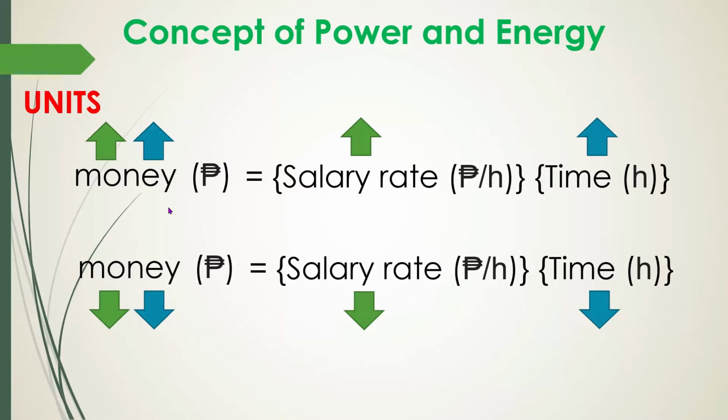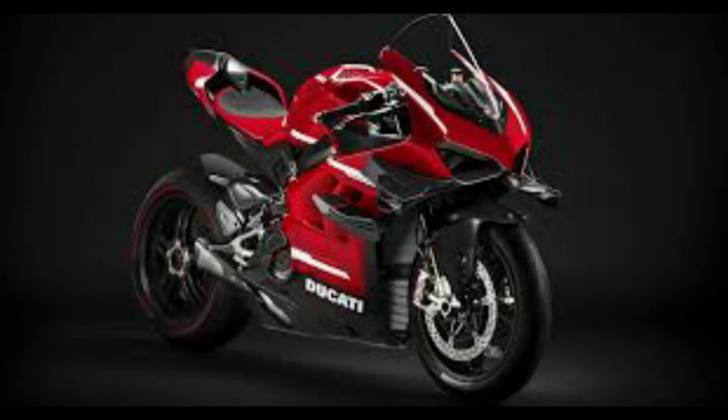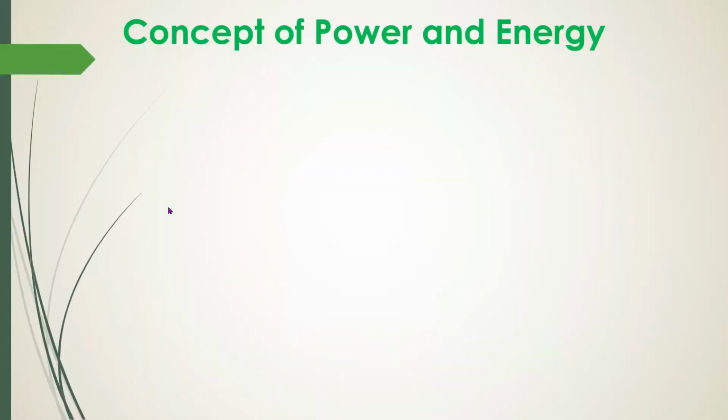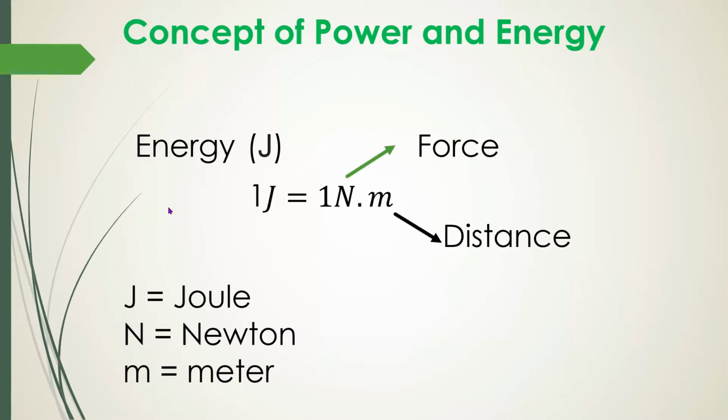Okay, enough for the analogy, and let's move to how to calculate power. Energy has a unit of joule, and 1 joule is equivalent to 1 Newton meter. The Newton is a unit of force, and the meter is a unit of distance, so we can say that energy is equal to force times distance.